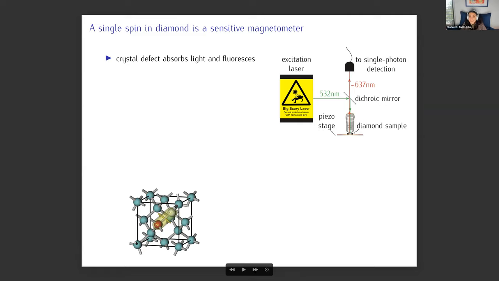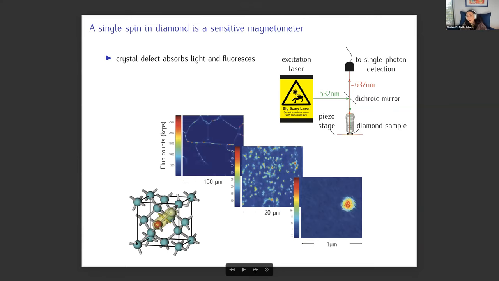What happens is that the nitrogen vacancy center is a color center. That is, it absorbs light, gets excited, and then it emits light back. So as we are scanning the diamond around, if we hit one of those defects, the defect is going to absorb the light, get excited, and then emit light. And this light we can collect and make images of where we find those color centers in the diamond. And this is what it looks like at increasing zooms, okay?